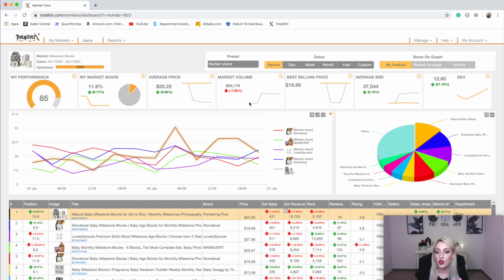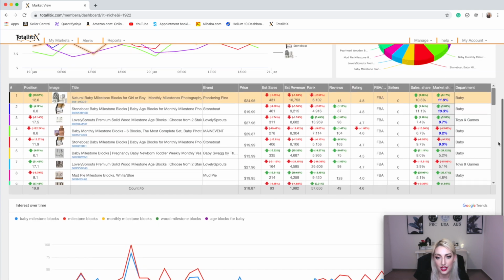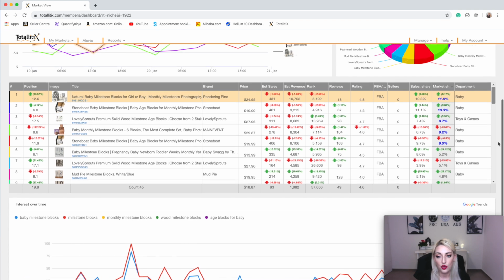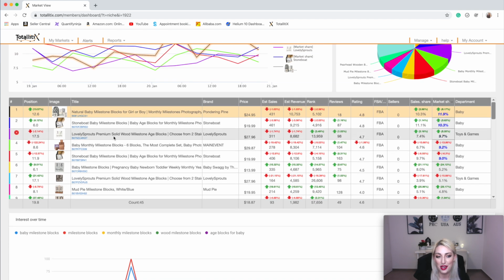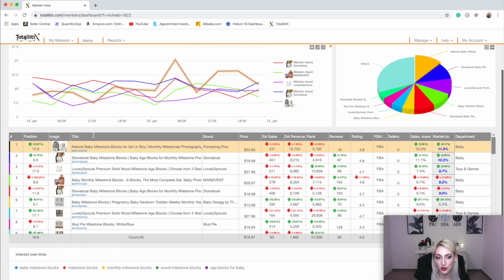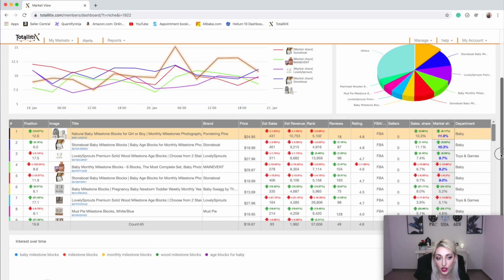So this not only makes sure that there are no surprises, but it also makes sure that you understand whether your sales, or the products that you're tracking, are in sync with the market volume. Okay, so let's look at the information here. I really hope that the information I'm about to show you doesn't overwhelm you, because it can be overwhelming at first, okay?